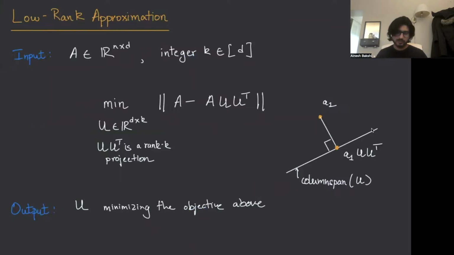So the picture to keep in mind right now is the following. We want to minimize A times UU transpose minus A. And the operation that this projection is doing is taking the vector, which is, say, the first row of A, denoted by A1, and projecting it onto the column span of U, which is denoted by the point right here. Doing this for each row and taking the difference is the objective that we would like to minimize.